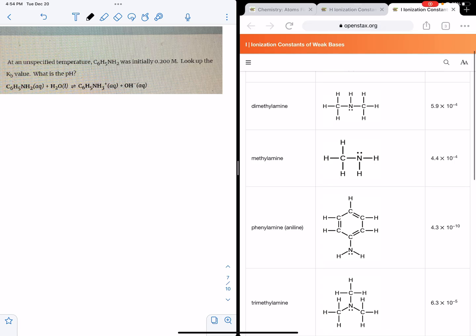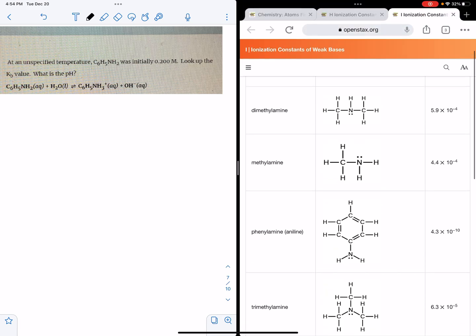I know it doesn't look like it, but you are actually going to have to count the carbons. It's the one with the most carbons. So if you count those carbons, you're going to see C6, you're going to see 5 H's, and you're going to see an NH2 group on it. So that's that one. So it's 4.3 times 10 to the minus 10th.